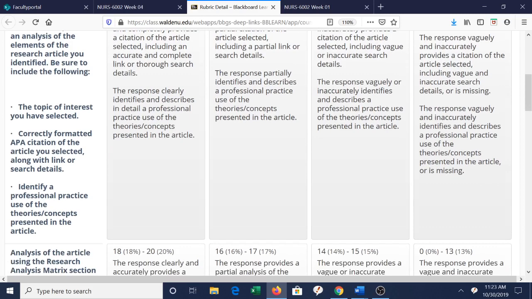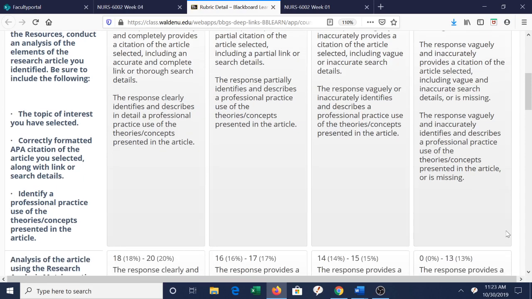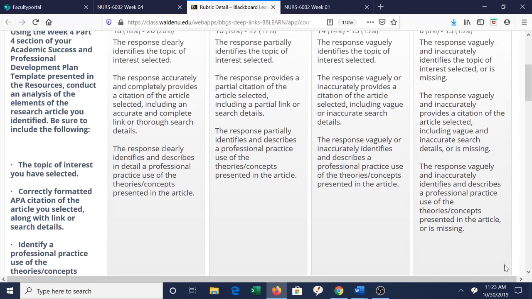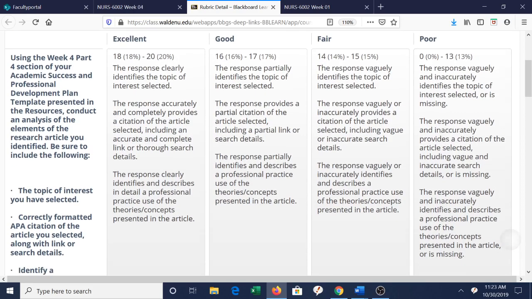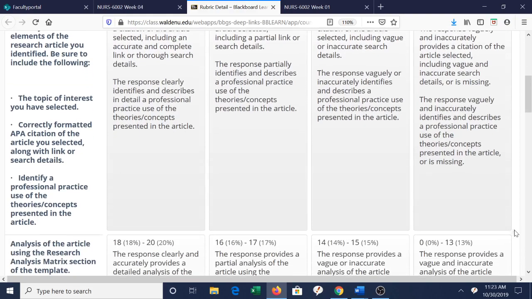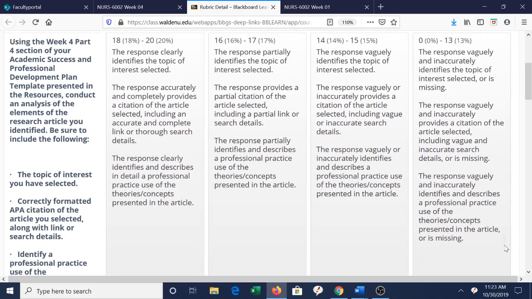Identify a professional practice use. Remember, that's what we talked about. All of these are in the grid, so you don't have to put them separately in a paragraph somewhere. Just put them in the matrix table. Just put this information in, write in grammar, write good sentences, and there you go. All of this information can be right there. All right. If it's partial, if it's not complete, if it's very vague, you see that you aren't going to get all the points. Now, as I see it, there are 3 parts, and there are 20 points.